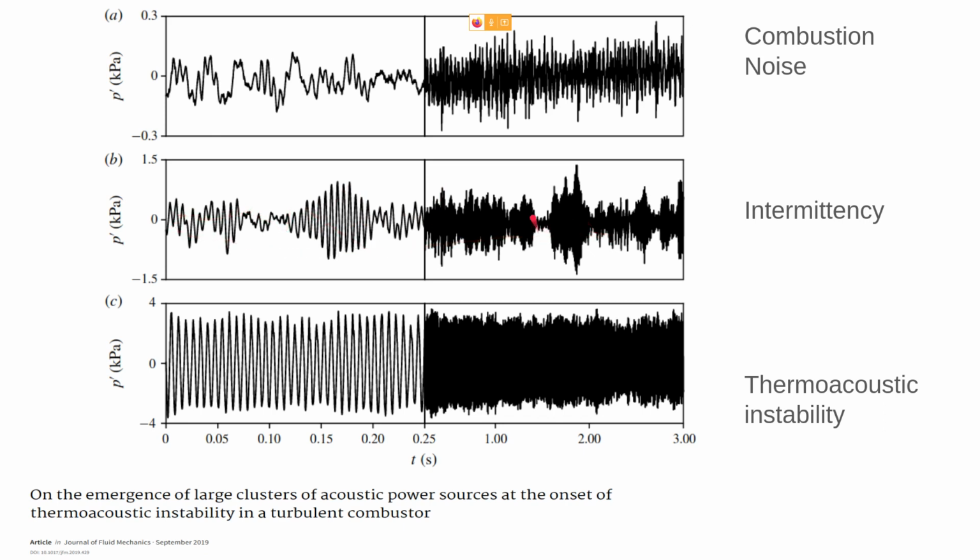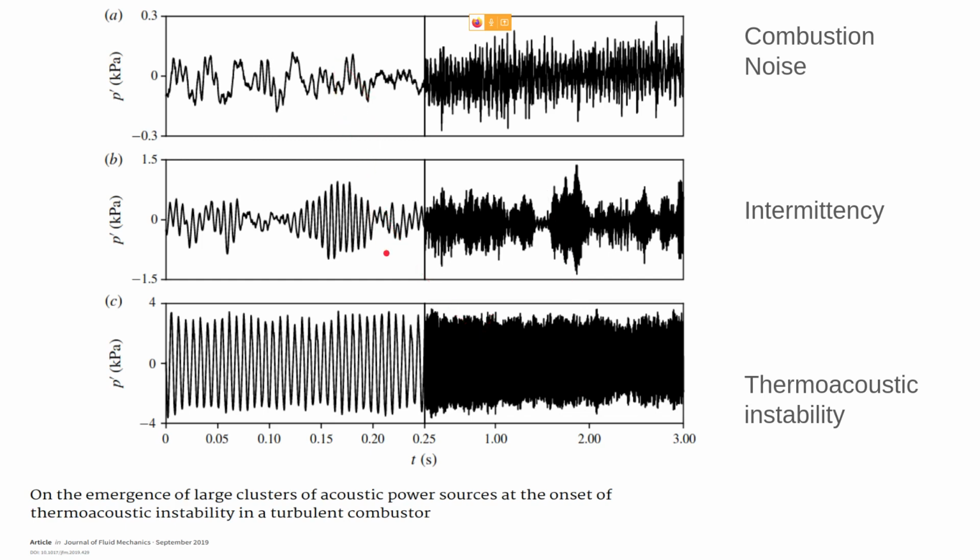This state is what we call intermittency. Intermittency had been reported before, but in thermoacoustics it was reported first by them, where you see high amplitude periodic oscillations and sudden small amplitude aperiodic oscillations present. So there is a transition from combustion noise through intermittency to thermoacoustic instability in turbulent combustors.